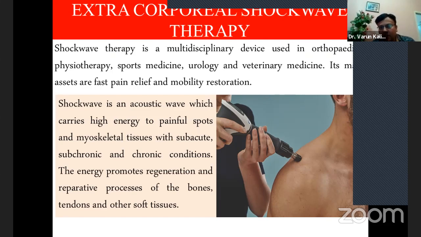Shockwave is an acoustic wave which carries high energy to painful spots like trigger points and musculoskeletal tissues with subacute, subchronic, and chronic conditions. The energy promotes the regeneration and reparative process of the bones, tendons, and other soft tissue by increasing the blood flow to that region. That will also flush out the toxic substances from those trigger point areas, or those painful spots. That will give analgesia and an increase in the range of motion.